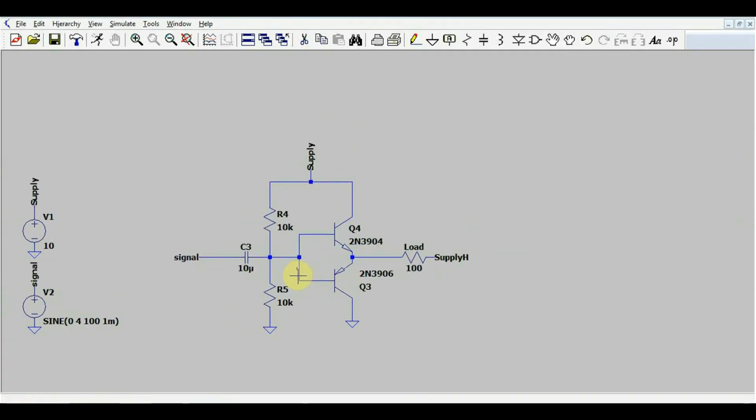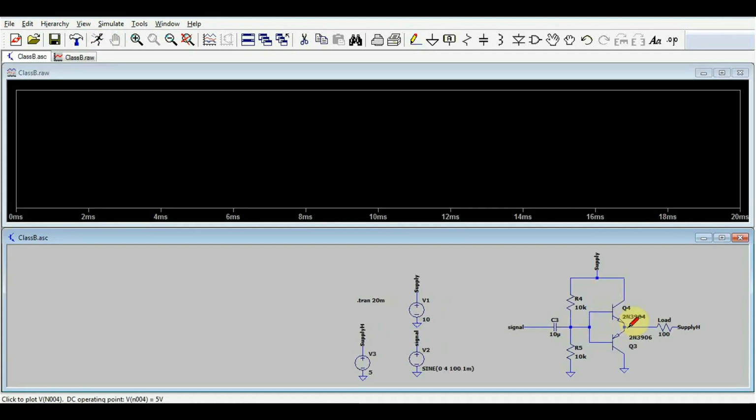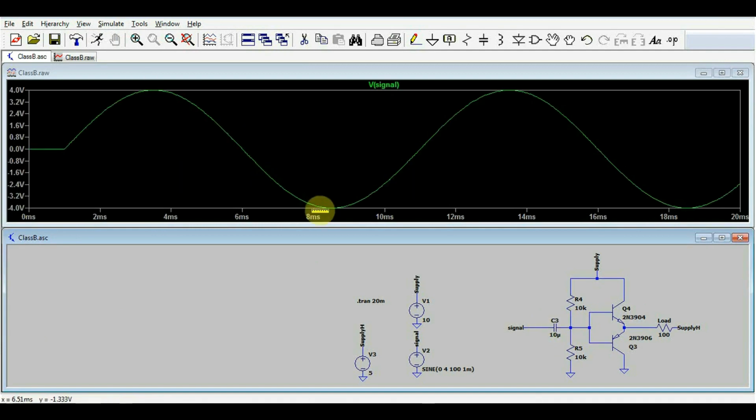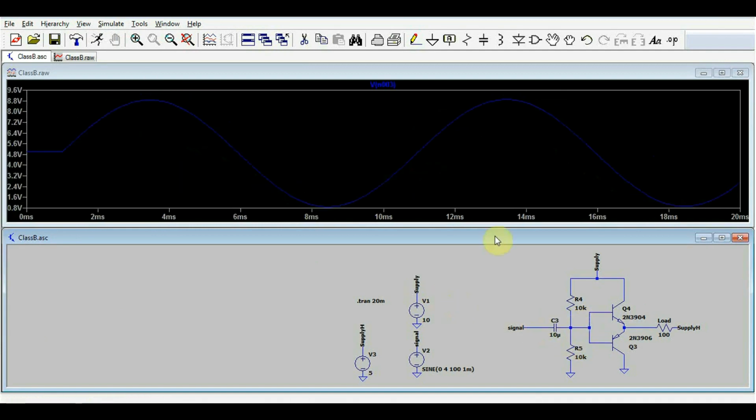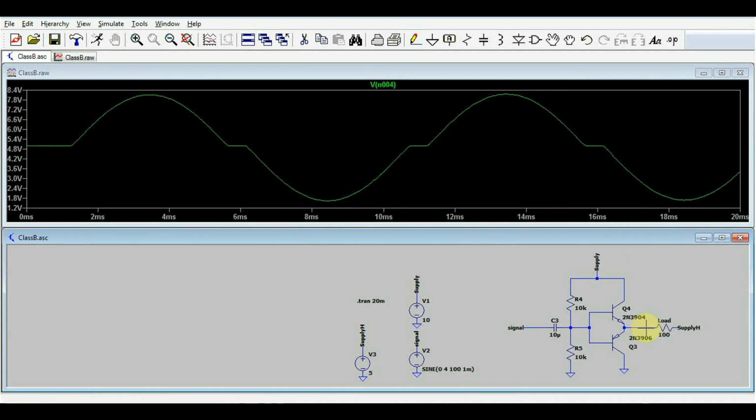Now in its most basic form, the B-class amplifier looks something like this. We still have our two resistors giving us a voltage to set the static operating point at half the supply voltage, onto which we add our input signal. And we use this signal to drive the transistors. So let's see this thing in action. We have our input signal, we have our drive signal to the transistors, and then we have our output signal.